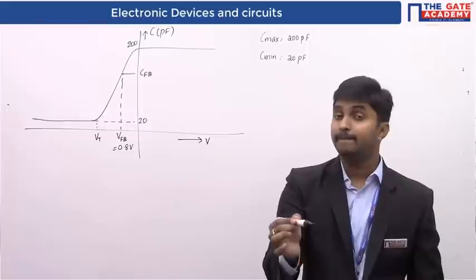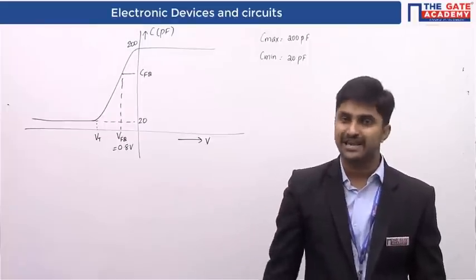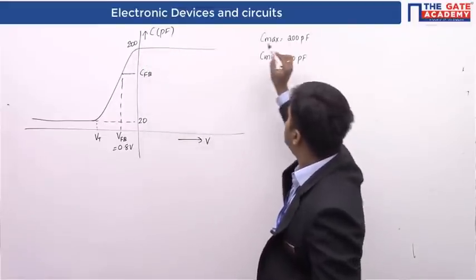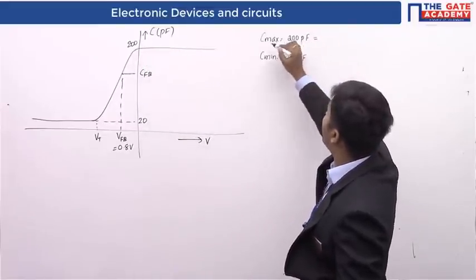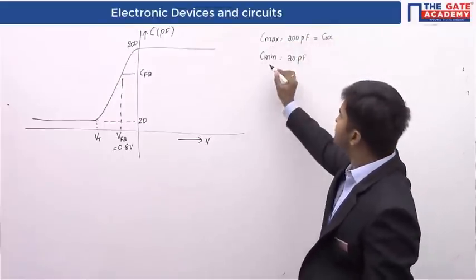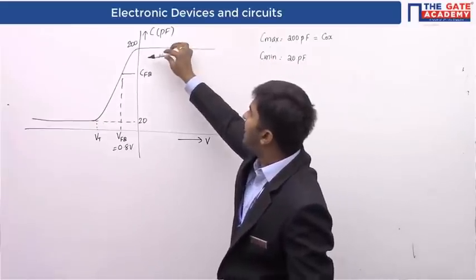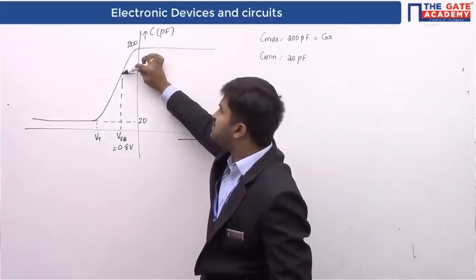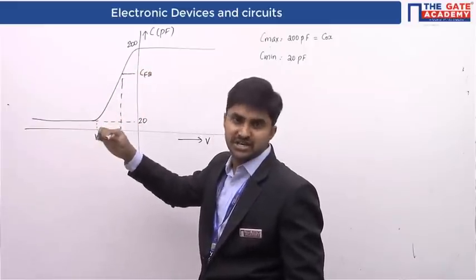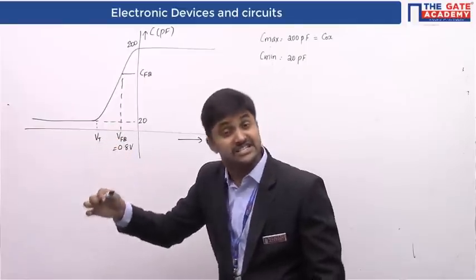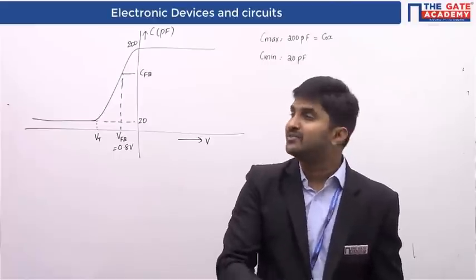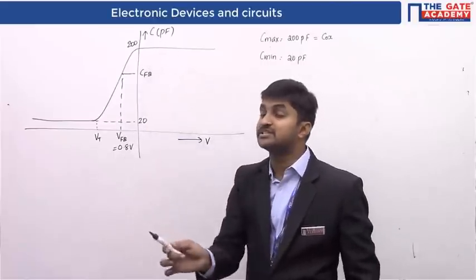We are talking about the metal oxide semiconductor capacitor, the MOS capacitor. We have 200 picofarads, which is the maximum capacitance, the oxide capacitance. The minimum capacitance happens because as you increase the voltage, the depletion width increases. As a result, you get another capacitance, the depletion capacitance, and you will observe that the oxide capacitance and the depletion capacitance are in series.